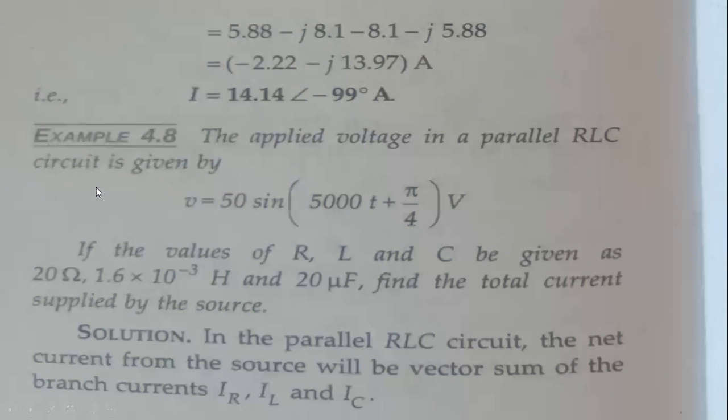Now for the third numerical, the applied voltage in a parallel RLC circuit is given by. See here, in the first numerical we have solved on the RC circuit. In the second numerical we have solved on the RL circuit. Now the third is nothing but the R, L and C all are connected parallelly. So if the equation is given, V is equals to 50 sine in bracket 5000 t plus pi by 4 bracket close of V. If the values of R, L and C be given as 20 ohm, 1.6 into 10 raised to power minus 3 Henry, and the 20 microfarad. Find the total current supplied by the source.